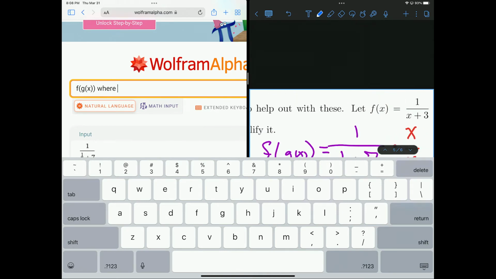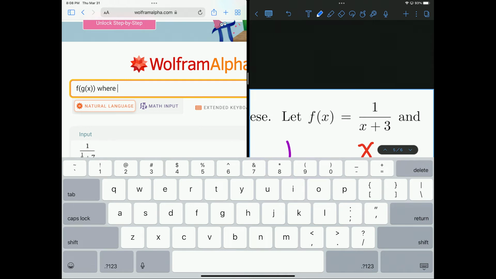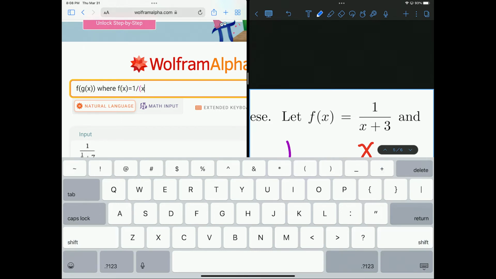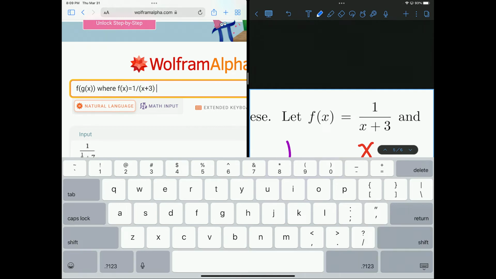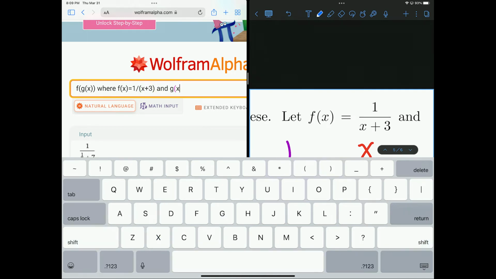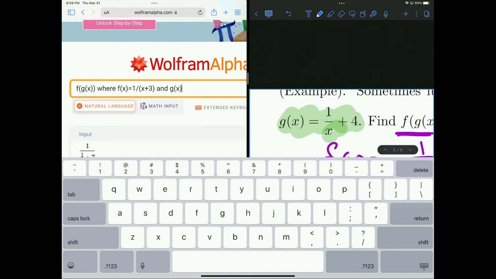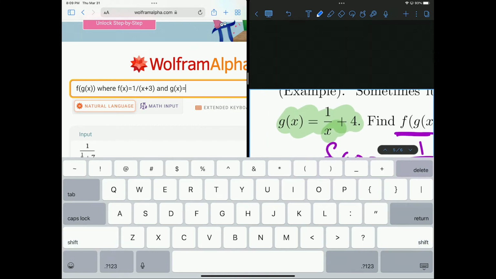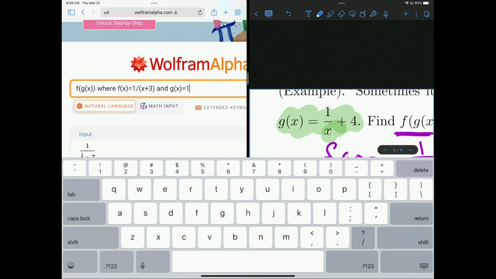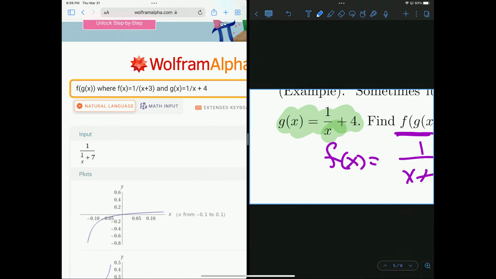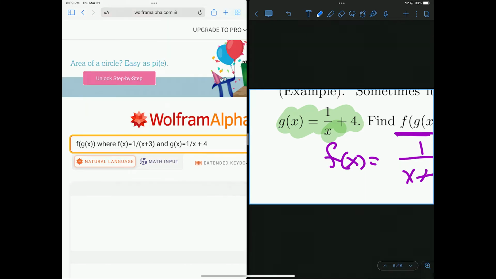So what's f? There it is. f is 1 over x plus 3. So you say where f of x is 1 over parentheses x plus 3. And g of x, what's g of x? Well, we have to look it up. Scroll over to it. Where is it? Oh, there it is. g of x equals 1 over x plus 4. I don't need parentheses. So this is how you type it in. And if I hit enter, it'll work it out.